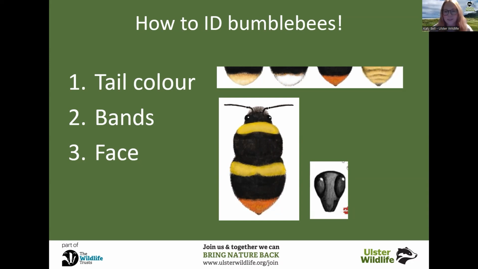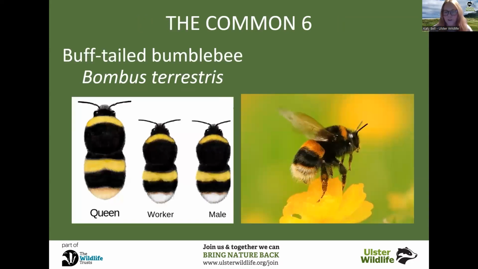So the top 6 bumblebees that you will find in your garden, and most places that you look. The first one is the buff-tailed bumblebee. This is Bombus terrestris. All of our bumblebee species are in the genus Bombus. Bombus basically means buzzing or humming, so it describes bees perfectly. Terrestris means the ground, so a buzzing bee of the ground is perfect.